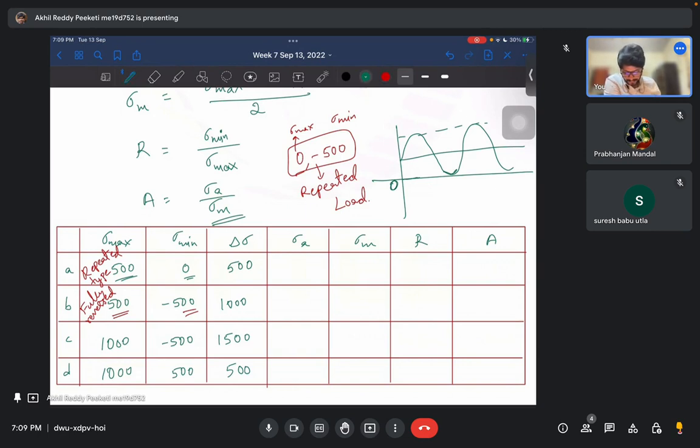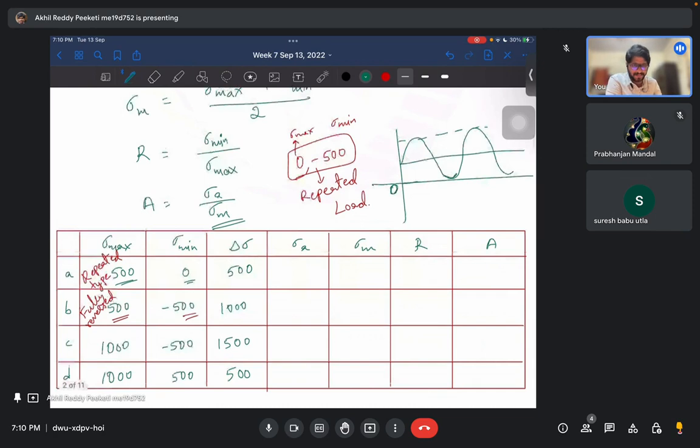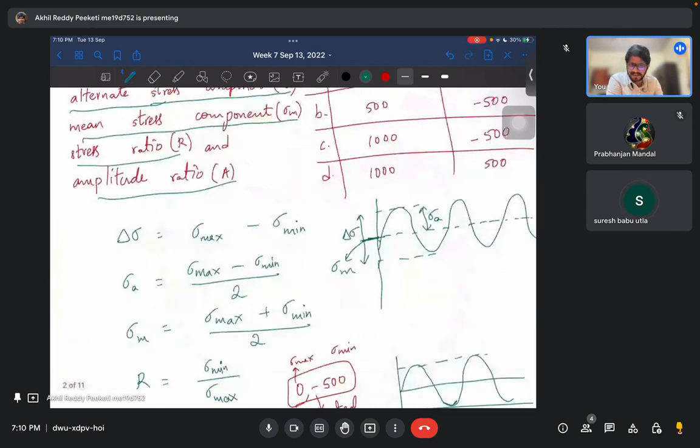Now let's calculate the amplitude. As far as I know, the alternating stress component means only the amplitude. I haven't come across an alternating load type. So the amplitude would be maximum minus minimum by 2. So here 250, here 500. 700 is basically range by 2. So here it would be 750 and here it would be 250.